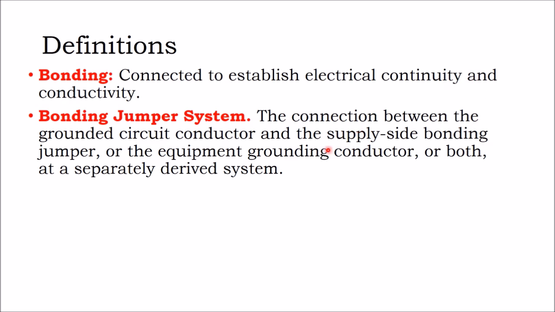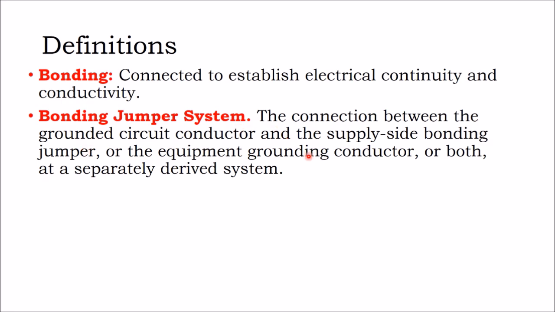The bonding jumper system refers to the connections between the grounded circuit conductor, the neutral wire, and the supply side bonding jumper or equipment grounding conductor, or both at a separately derived system. Okay, what does that mean? The supply side bonding jumper protects the service. So you open up your electric service panel, you see that big breaker there. The side with all those little breakers is your side, the load side, and on the other side, that's the supply side. So we're talking about a supply side bonding jumper that connects the grounded circuit conductor to the equipment ground.